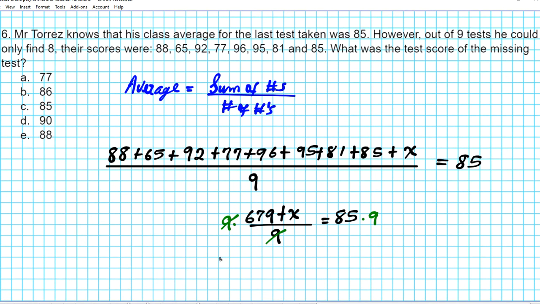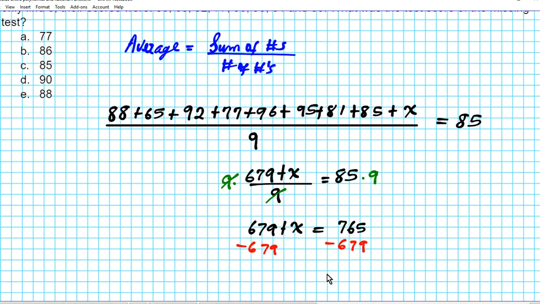So we have 679 plus x is equal to 765. And then to get x isolated, we subtract 679 from both sides, and that will give us our final answer. If we subtract 679 from both sides, we will get x equals 86. Answer is option letter B.